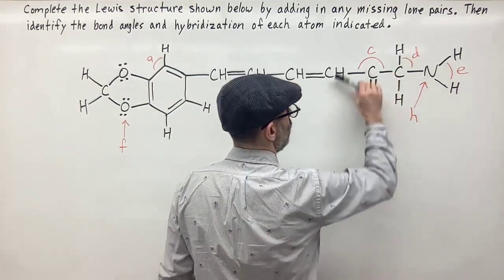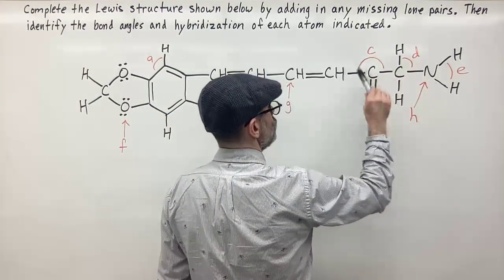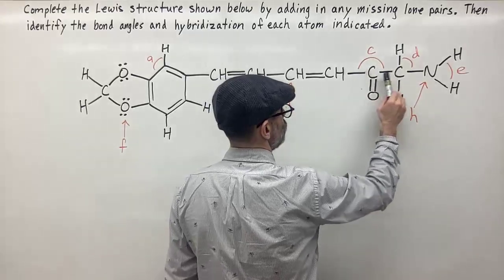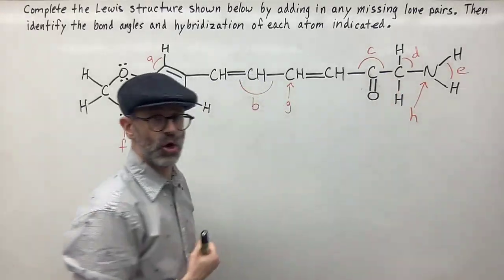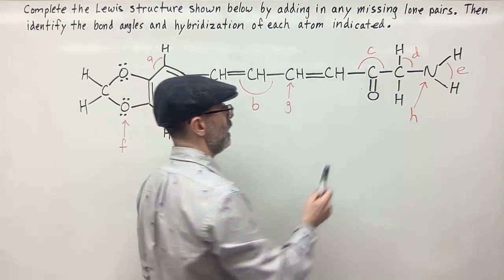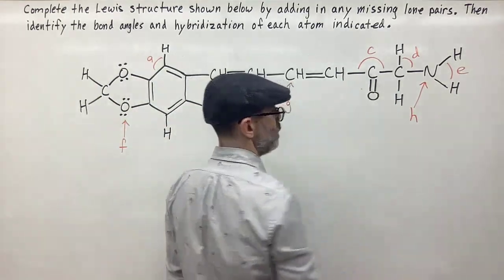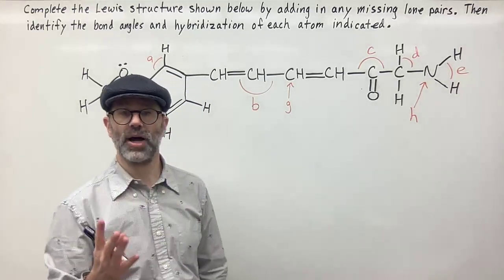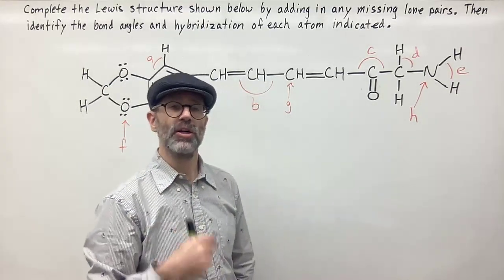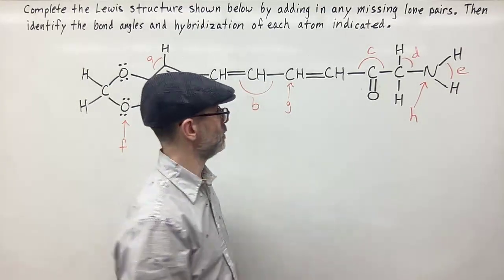Finally, we're getting to the end. So this carbon here has 1, 2, 3, 4. So that has an octet. This oxygen has 1, 2 bonds, nothing else. So that's 4 electrons. It needs 4 more. So we're going to put 2 lone pairs.